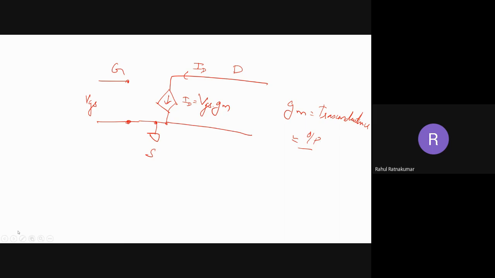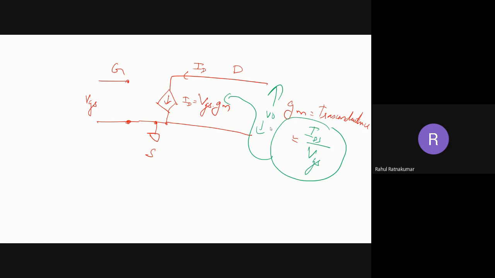Conductance means one by resistance. That means current by voltage. And trans means input by output or output by input. So here the input is VGS, and the output is IDS. So GM is IDS by VGS. So this is the transconductance. Output is taken across this point. So I'm just explaining what the small signal model is.